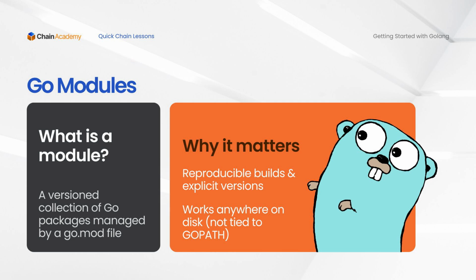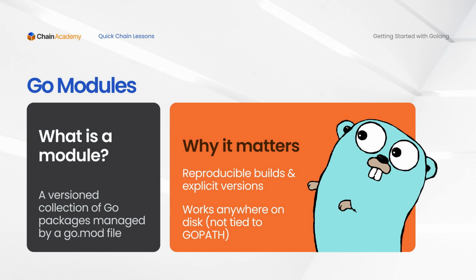It also works anywhere. Modules freed us from the old GOPATH gymnastics and the old versions of Go. Now, if you want to compare it to another language, Go modules is like the package.json of Node.js. Now, what are the key files for Go modules? When you have a Go module, you will have a go.mod, which declares your module path and dependencies. And you will also have go.sum, which stores checksums to verify dependency integrity. If you compare it, in Node.js you have a package.json and a package-lock.json.